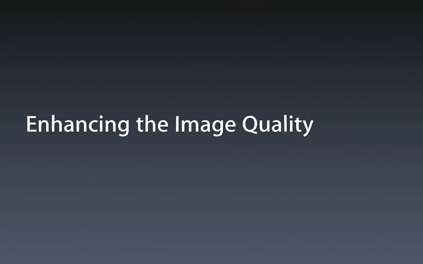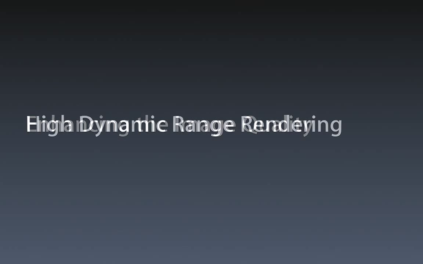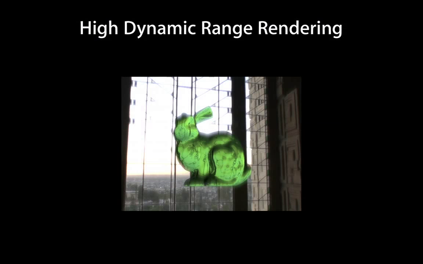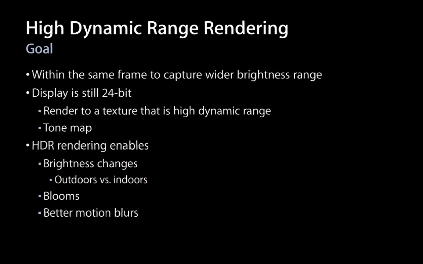So the second category we identified that we wanted to work on was enhancing the image quality. We implemented the infrastructure for high dynamic range rendering. High dynamic range rendering is widely used in modern games, basically using a render target that is high dynamic range, which allows you to capture a much wider brightness range within the same render target. You can have much darker or much brighter scenes within the same render target, and you can adjust your exposure to capture which part of it you want to capture.